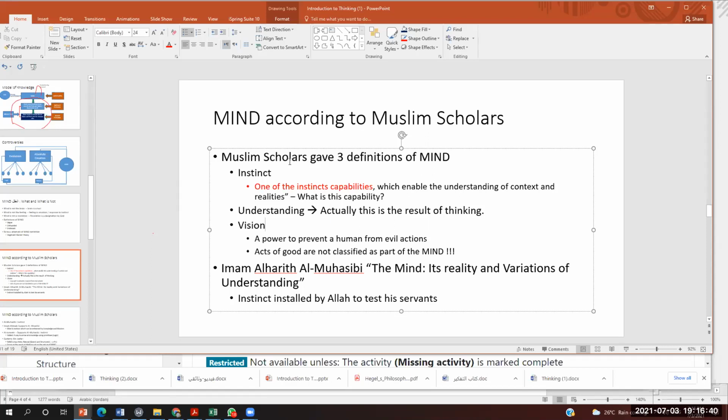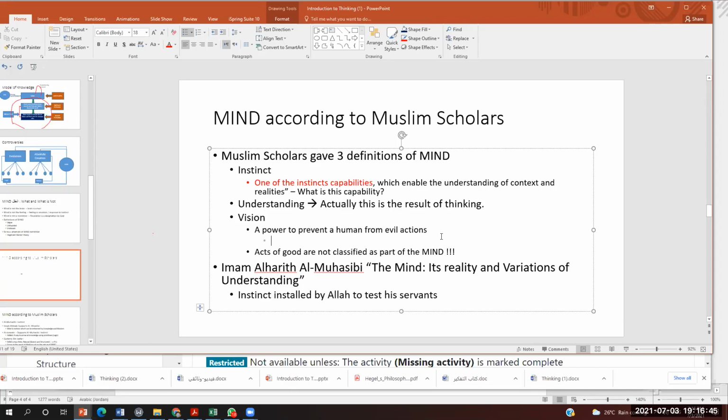So aql, which is mind here, is derived from the linguistic meaning of aql. In Arabic, aql means tying. It's like when you tie a camel so it doesn't run away, or when you show some wisdom. Sometimes you say this person is, in Arabic, aqil. Aqil means he's wise. The antonym we call majnoon, or insane.